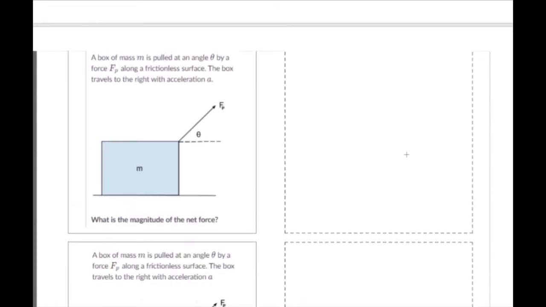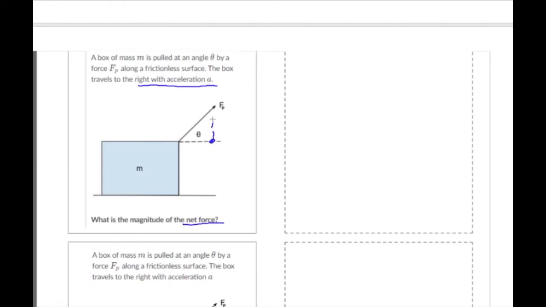Next question says a box of mass m is pulled at an angle theta by a force Fp along a frictionless surface. The box travels to the right with a constant acceleration. What is the magnitude of the net force? So this one's asking us to figure out net force, so it's not that bad, but in order to do that, we're going to have to split up our applied force again.